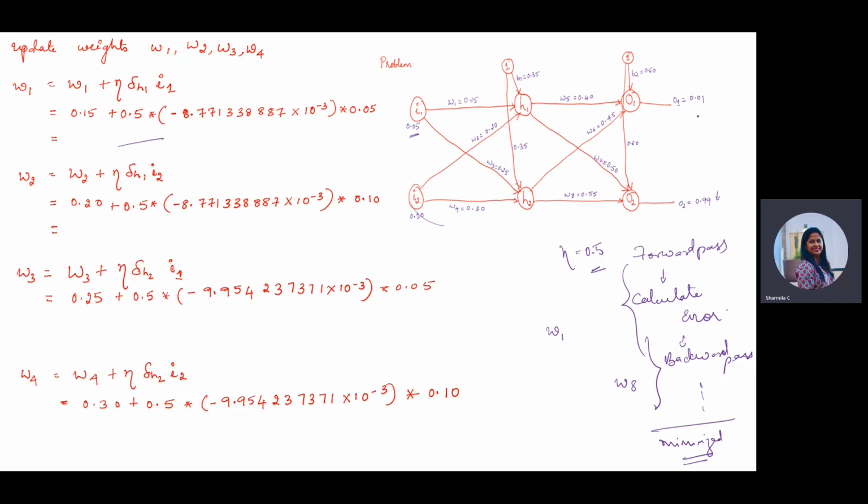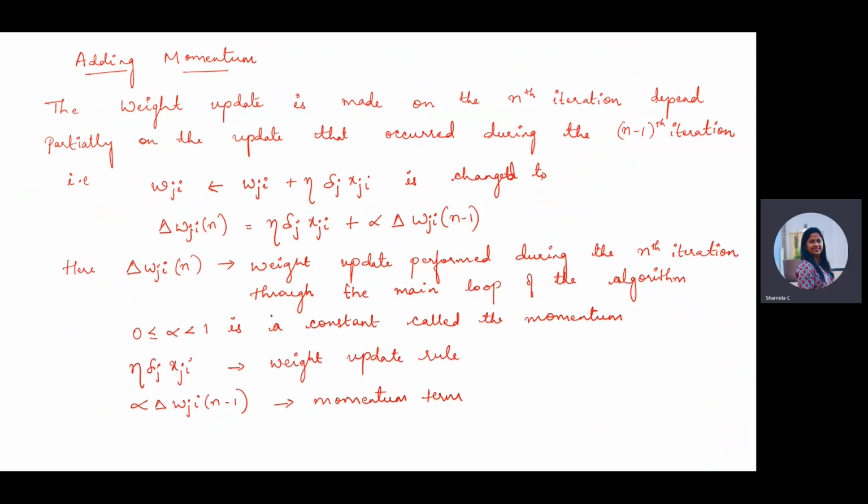Each time we start a new iteration, we use the new updated weights and perform the operation. So this is how the backpropagation algorithm actually works. Now, a little modification is made to the weight update formula that is used in the backpropagation algorithm.